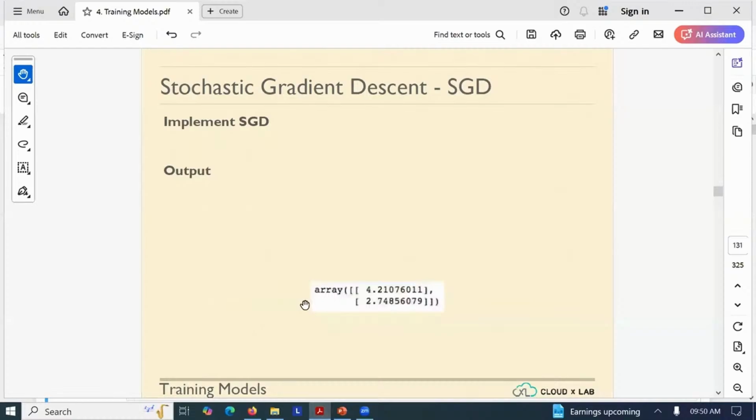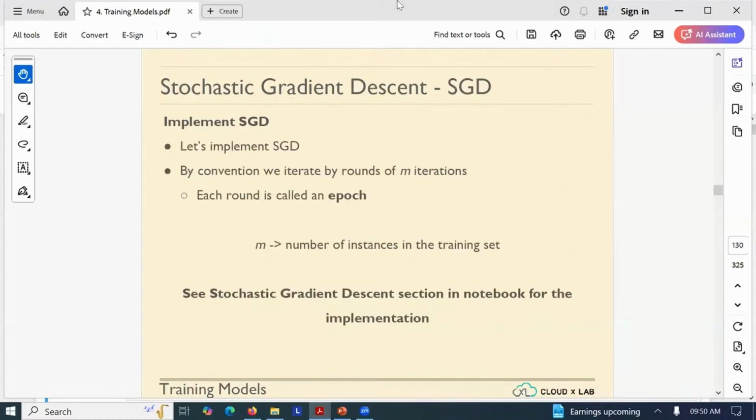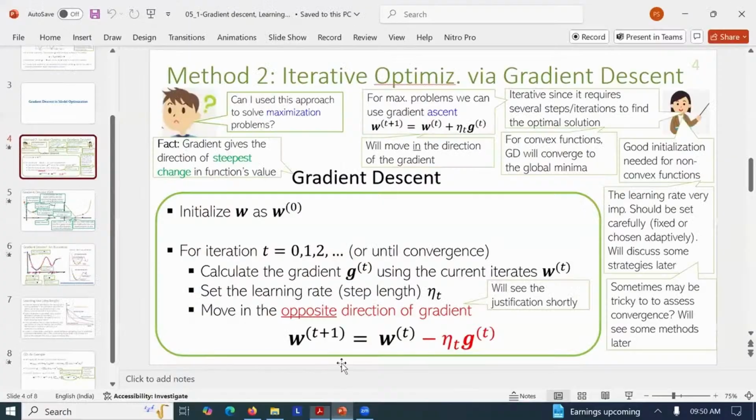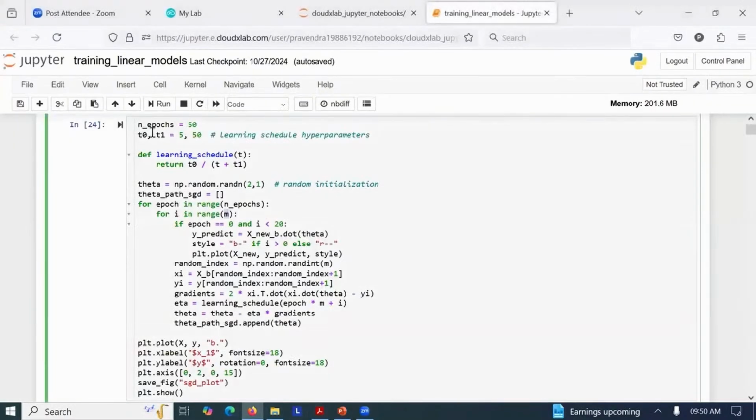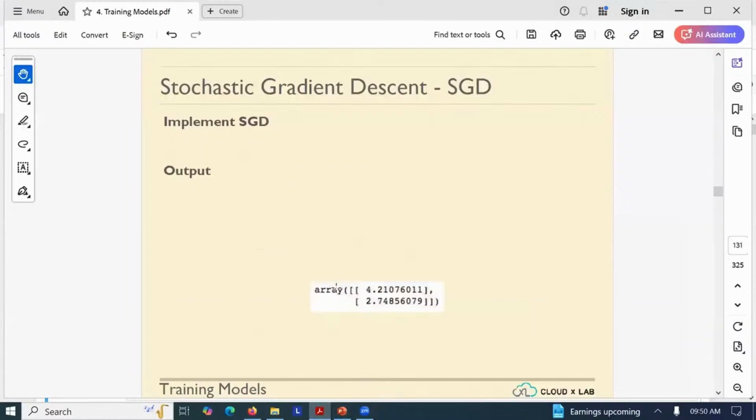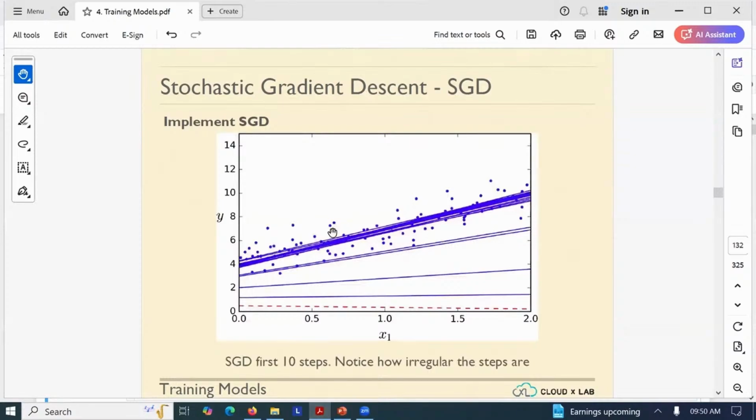Okay. So after doing 50 rounds, because here we are taking the number of epochs equal to 50, we will get the optimal solution, theta 0 and theta 1, right? Yes.